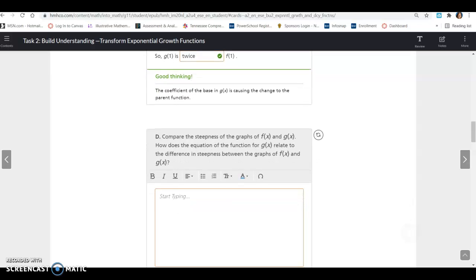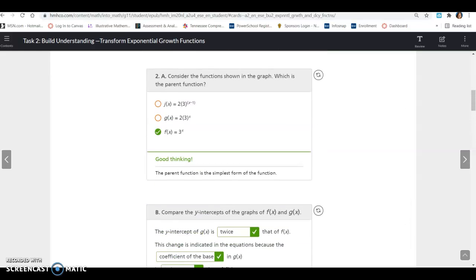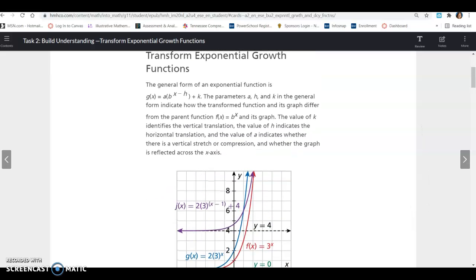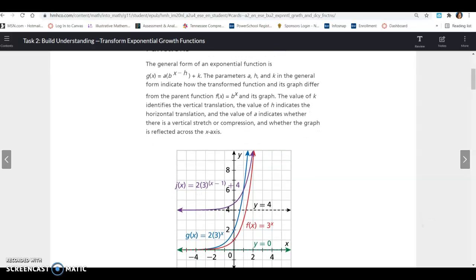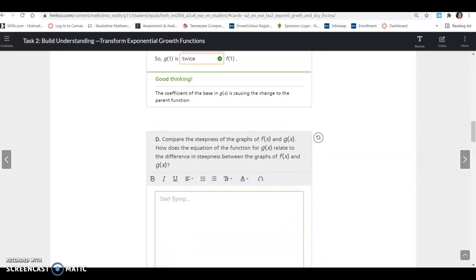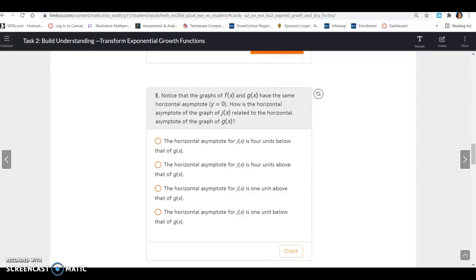All right, compare the steepness of the graphs of f of x and g of x. How does the equation of the function for g of x relate to the difference in steepness between the graphs of f of x and g of x? All right, so it looks like it is twice as steep. This 2 is going to change the steepness, okay? So it's going to be a vertical stretch of 2.